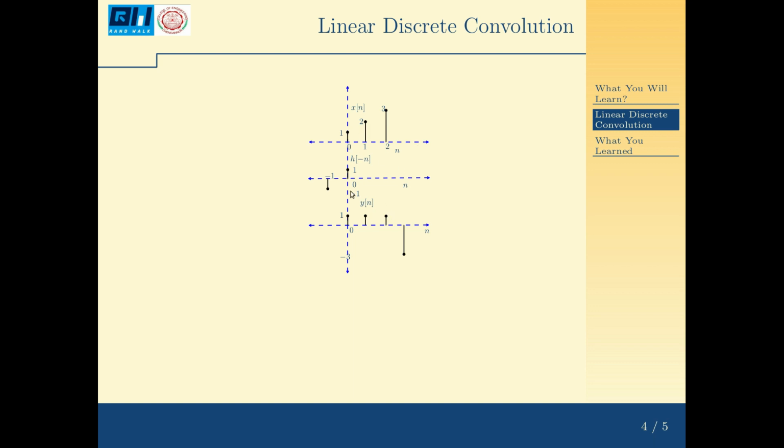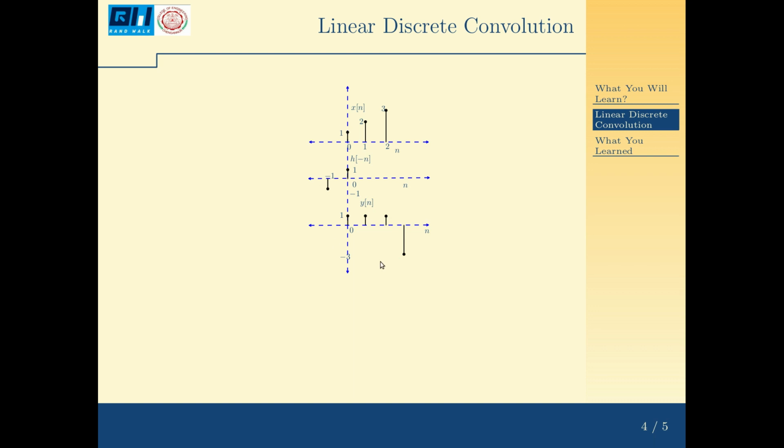If I shift one more time, this minus 1 will come here. Minus 1 will align with 3 and the next value will be 0. So it will be 3 into minus 1, so this will be a minus 3. So the output sequence will be 1, 1, 1, minus 3.